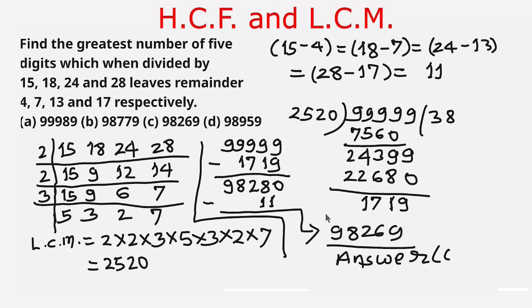And from the given options, our answer is option C, 98,269. I hope you have understood both the methods of solving this question. One is the regular method and the other is from the given options.